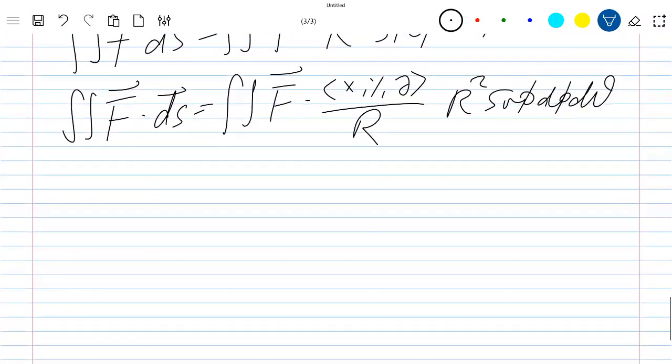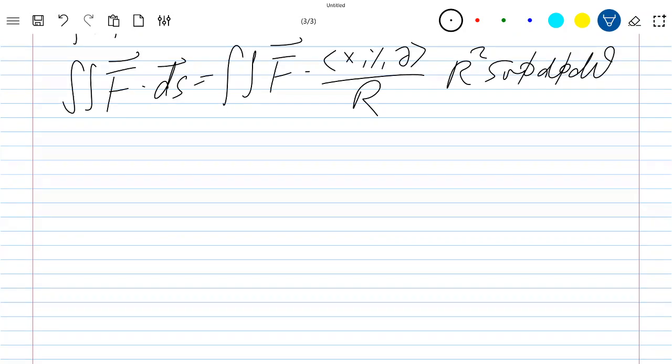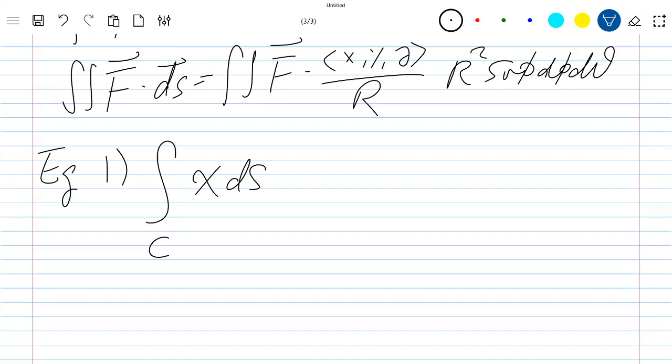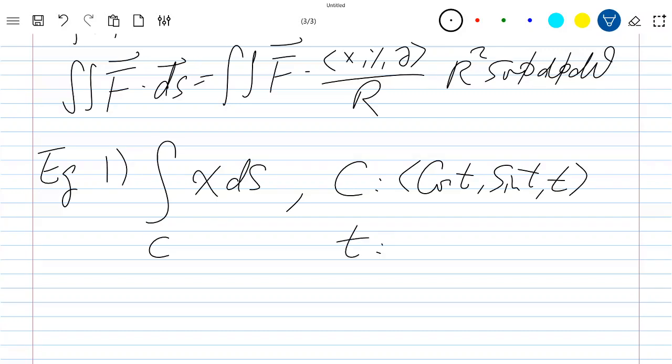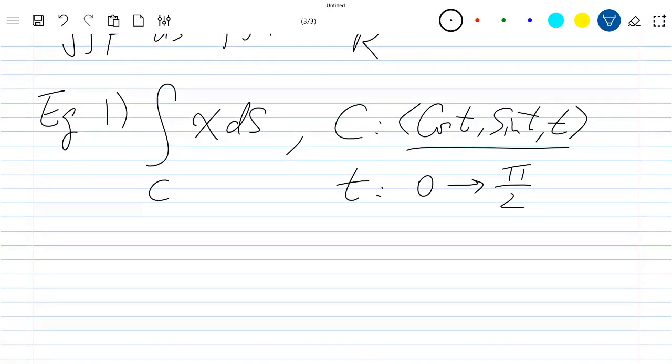Okay, now let's see examples. The first example is line integral. We have a curve. We want to integrate x over that curve, and this curve is given by cosine t, sine t, t, and t is from 0 to pi over 2. And if you remember, this is our helix, from a long time ago.